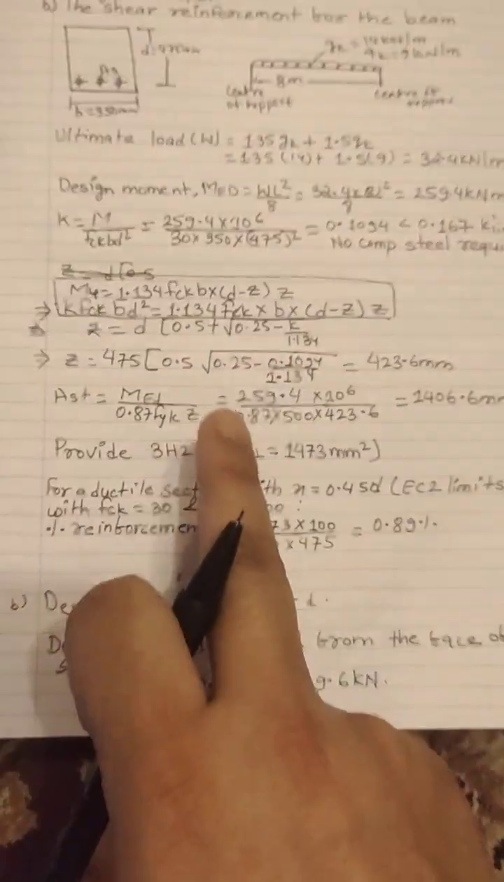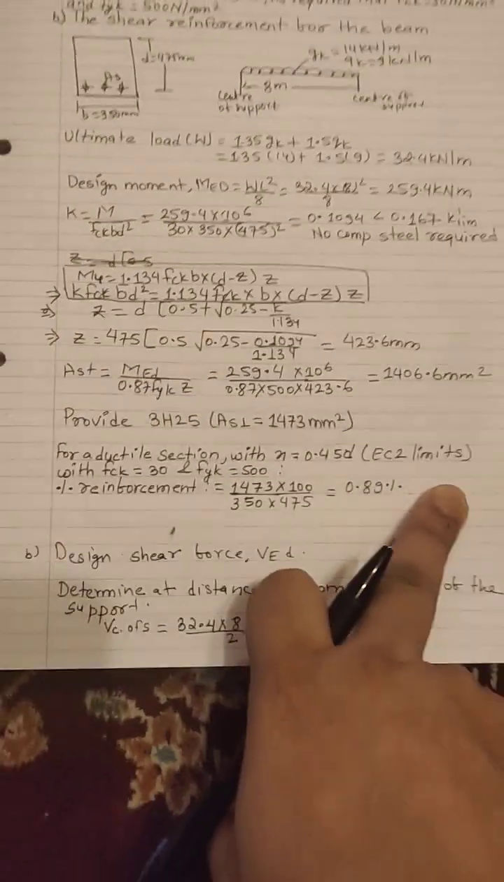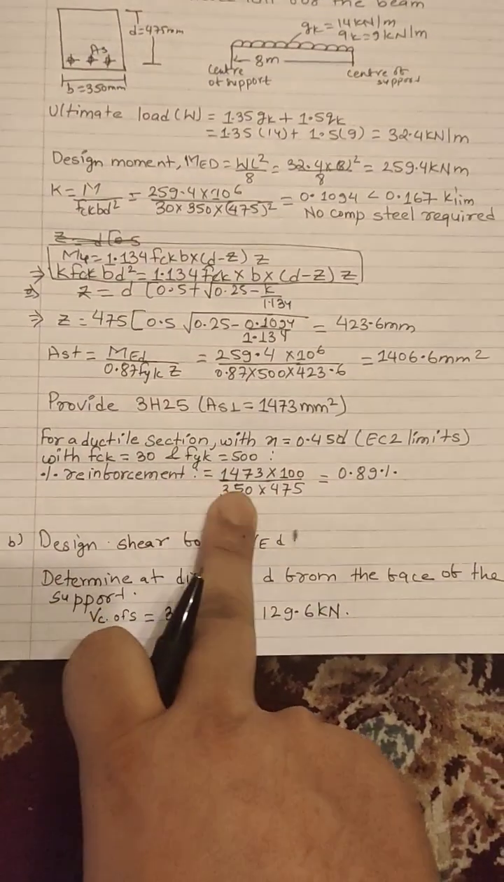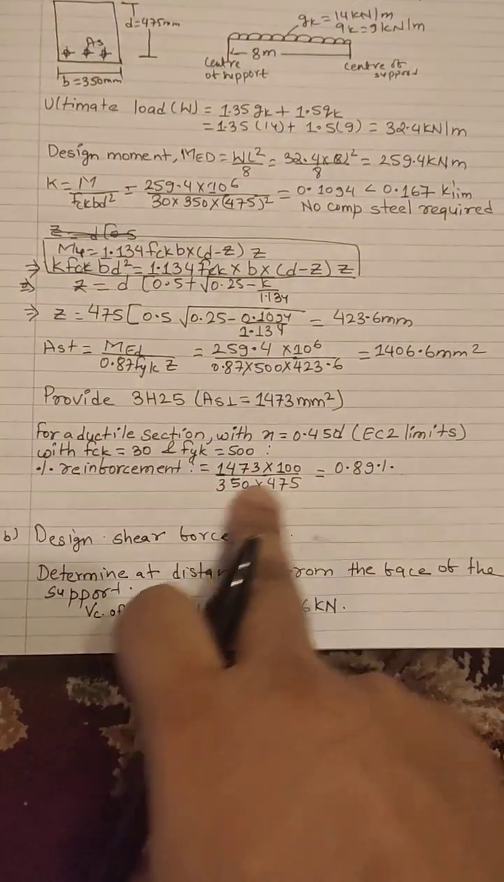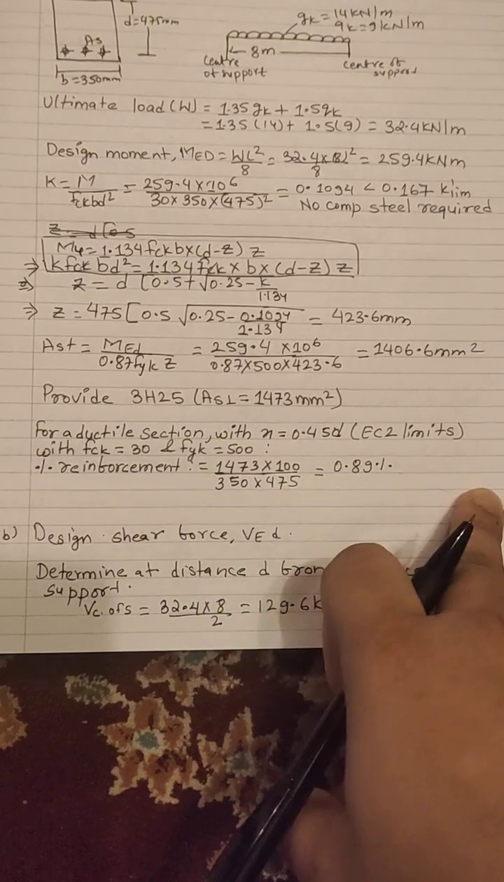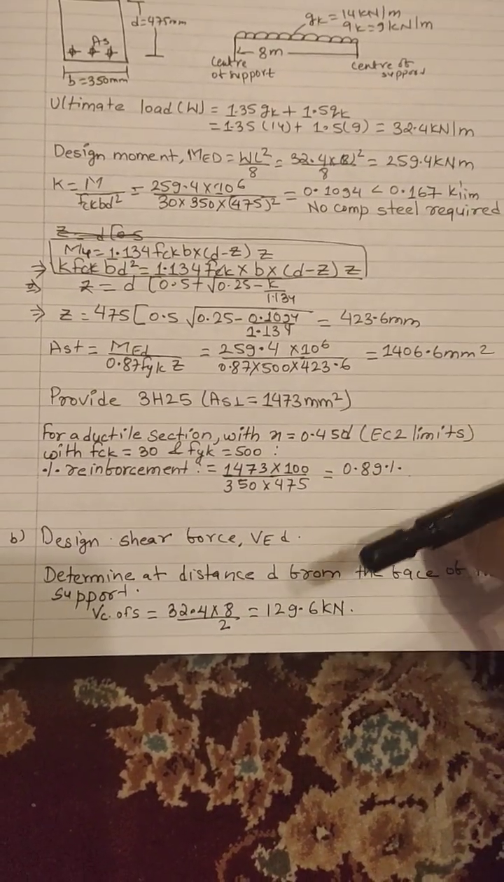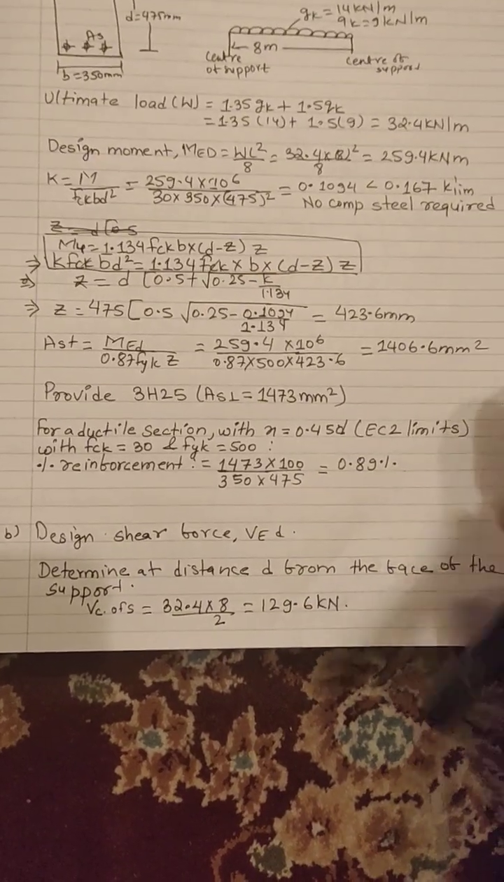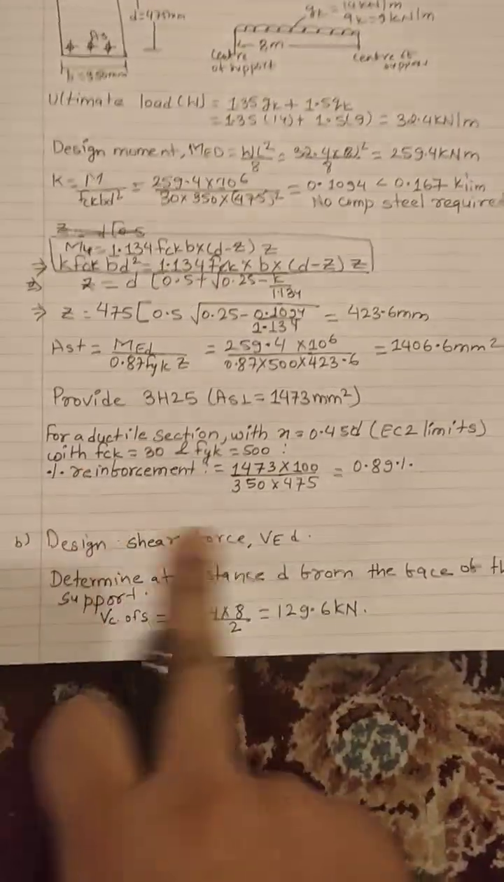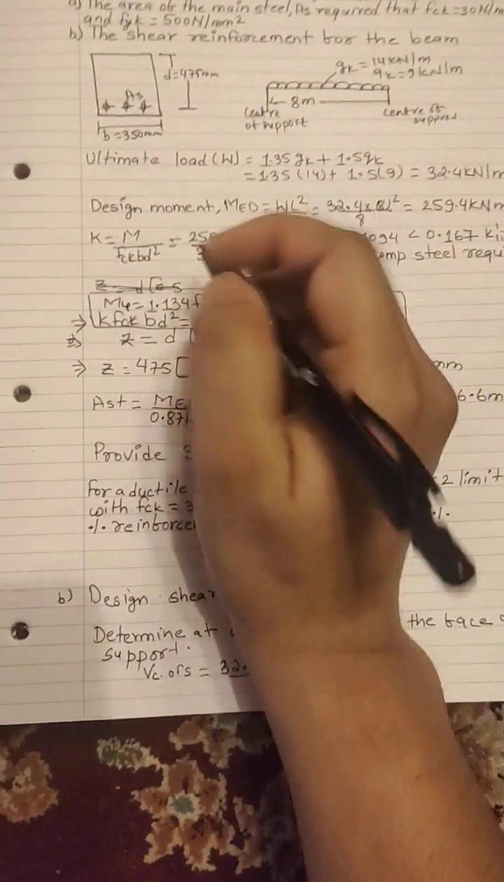For the rectangular section, as per Eurocode, we have checked the minimum reinforcement. It is 1470 into 100 into 350 by 400, 0.89, which is greater than 0.13%, so it is fine. And now design for shear reinforcement, where the shear reinforcement will be at the section d.